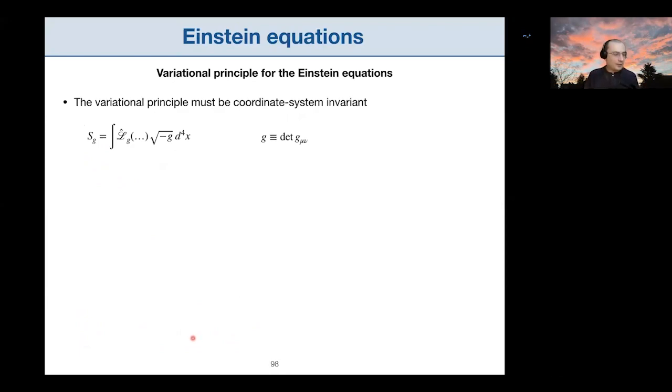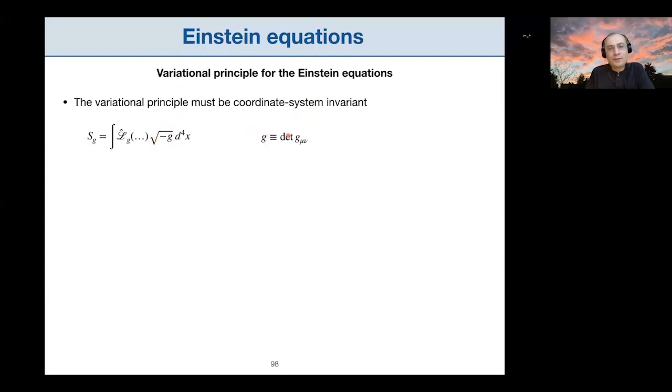Okay, so how can we guess the variational principle for Einstein equations? Well, the first thing we need to notice is that the Einstein equations are completely invariant with respect to coordinate system. So we should expect the variation to the action to be also coordinate system invariant. It should not notice what kind of coordinate system we use to perform the integration. And in order to make things so, we do the following.